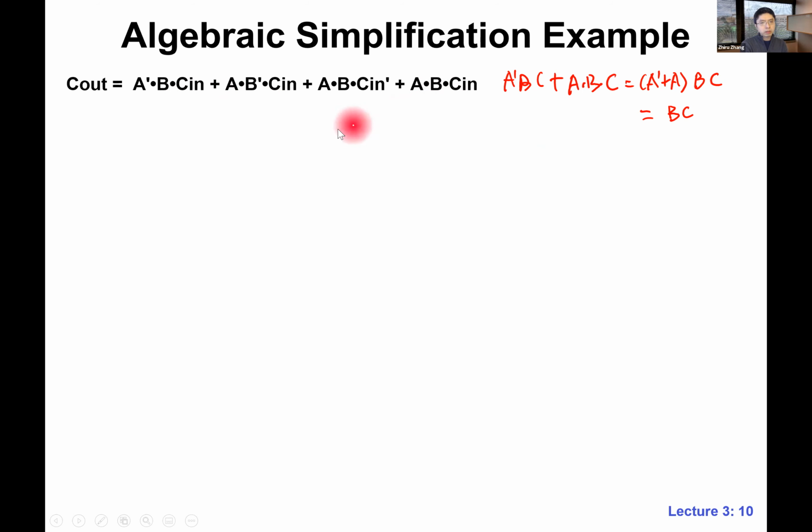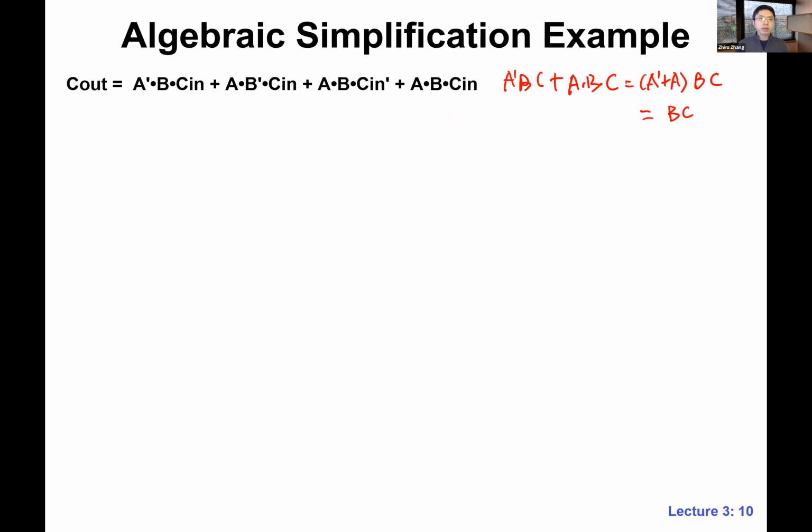But how about this term and the second term? Do you also see some commonality here? Yes, A and C are common, so we only differ in B. That means this term can also combine with this term to simplify. But we only have one of these terms. Can we use it twice? We do want this term to be combined with the first term, and we also want the last term to be combined with the second term.